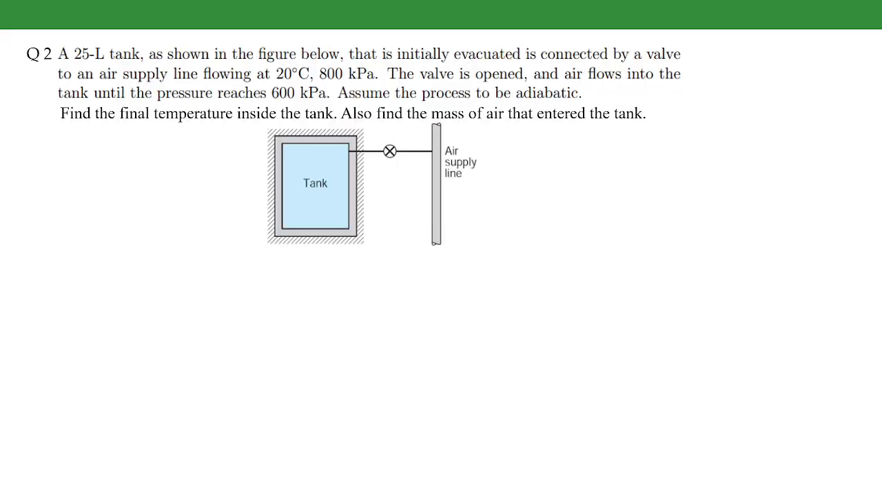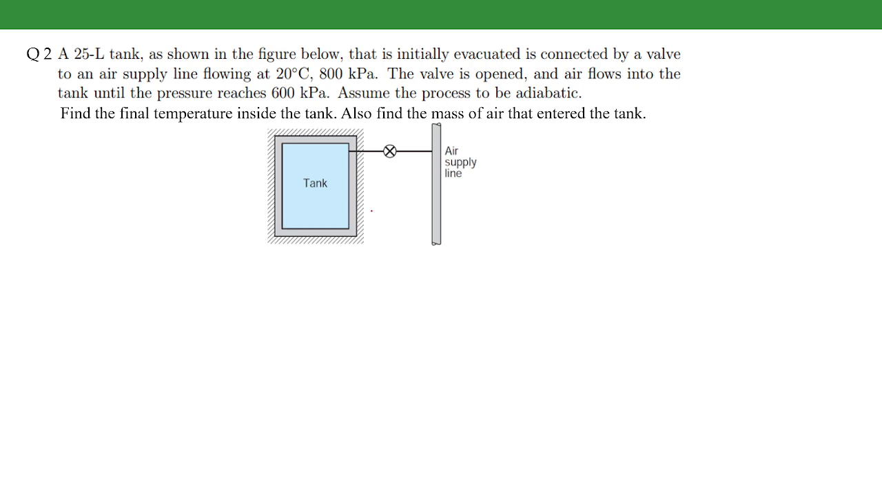It is a problem of filling of a tank. A 25-liter tank as shown in the figure below, that is initially evacuated, is connected by a valve to an air supply line flowing at 20 degrees Celsius and 800 kilopascal. The valve is opened and air flows into the tank until the pressure reaches 600 kilopascal. Assume the process to be adiabatic. Find the final temperature inside the tank. Also find the mass of air that has entered the tank.